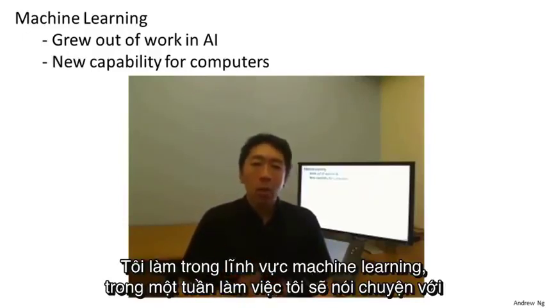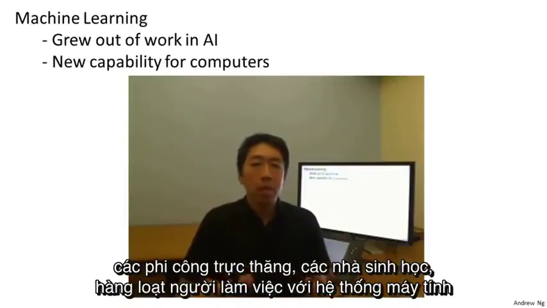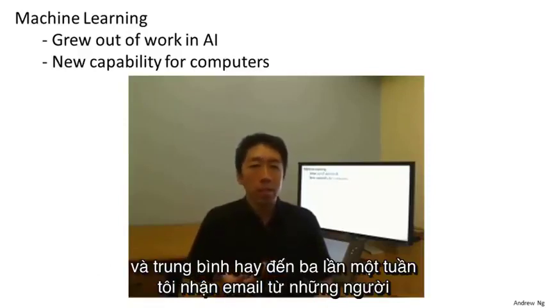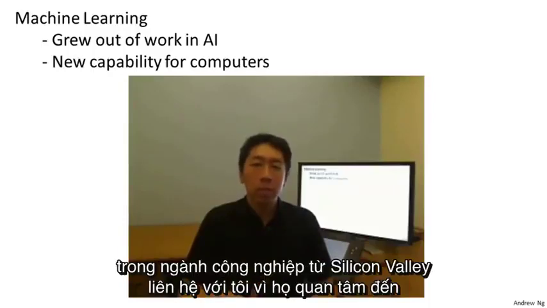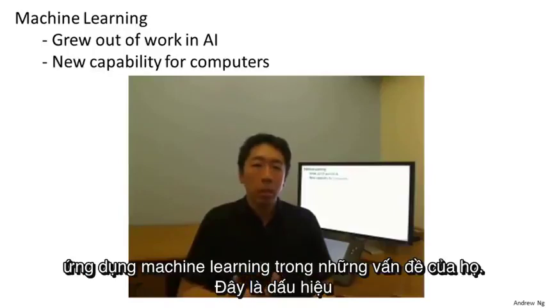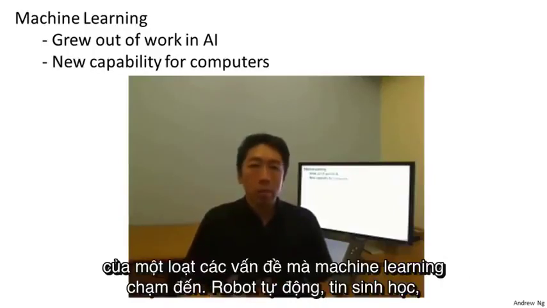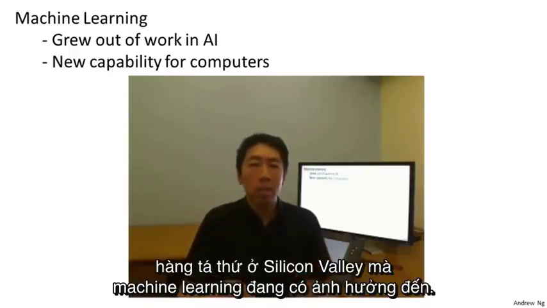For me, I work on machine learning, and in a typical week, I might end up talking to helicopter pilots, biologists, a bunch of computer systems people, so my colleagues here at Stanford. And averaging 2 or 3 times a week, I'll get email from people in industry, from Silicon Valley, who have an interest in applying learning algorithms to their own problems. This is a sign of the range of problems that machine learning touches. There's autonomous robotics, computational biology, tons of things in Silicon Valley that machine learning is having an impact on.